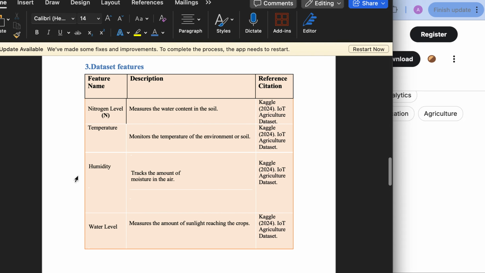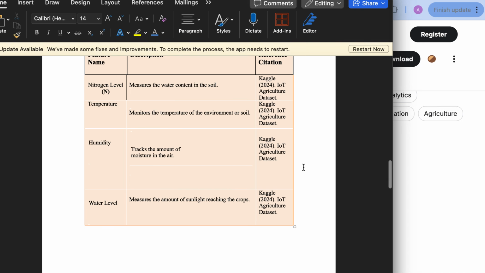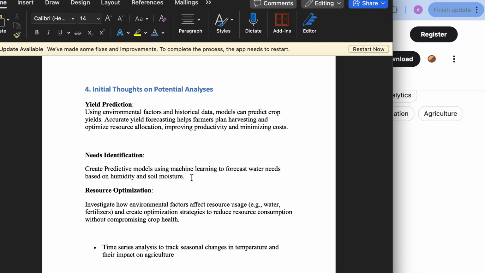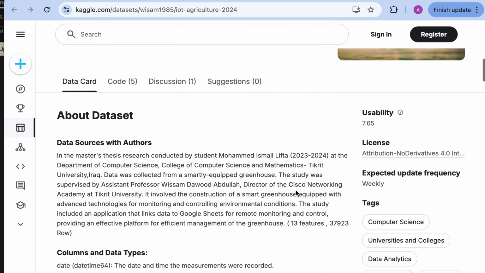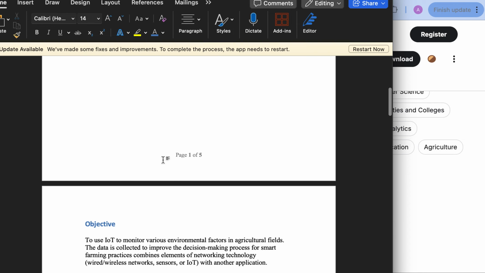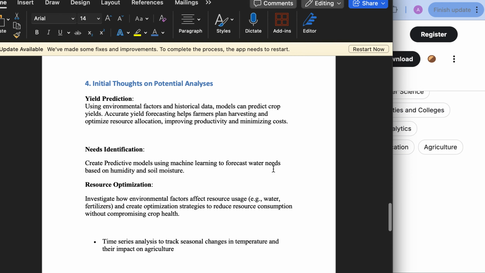Here are the features we're going to discuss and their descriptions, and they're all from the same dataset. This amount of data we have here is a good amount of data. It's not a big dataset memory wise. Yes, the dataset is 2.48 megabytes, but it has very useful data that we can use.